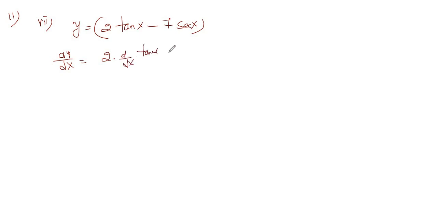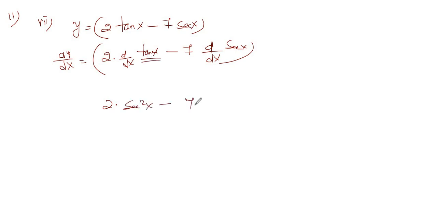This is the last part. It says y is equal to 2 tan x minus 7 sec x. So dy by dx will be what? 2 as it is. d by dx of tan x minus 7 d by dx of sec x. So 2 as it is. Derivative of tan x is sec square x minus 7. Sec x derivative is sec x into tan x. So this is my answer.